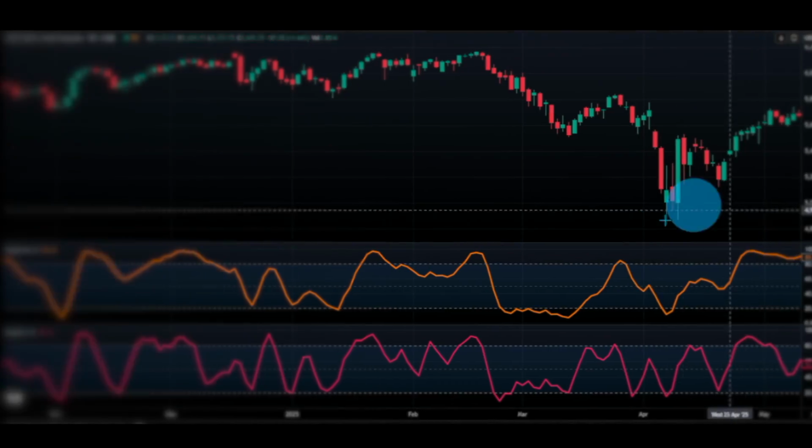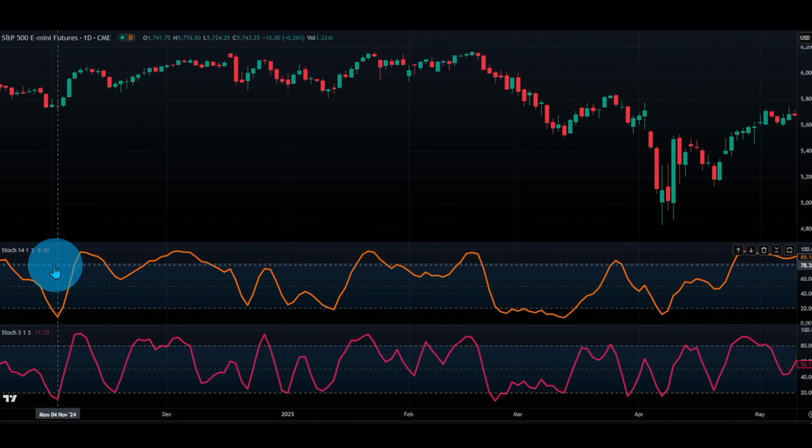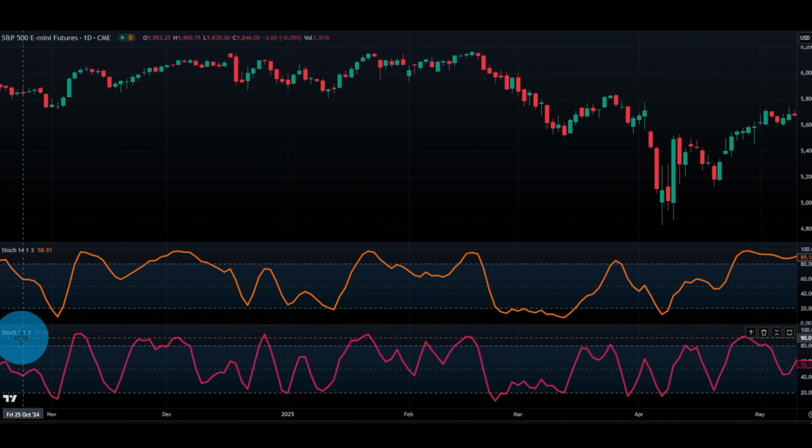Number one is the pivot strength. We need to decide how many bars on the left and how many bars on the right to construct this pivot. Number two, we need to decide on the indicator. So this is the same stochastic. This is 14 lookback and this is 3 lookback.